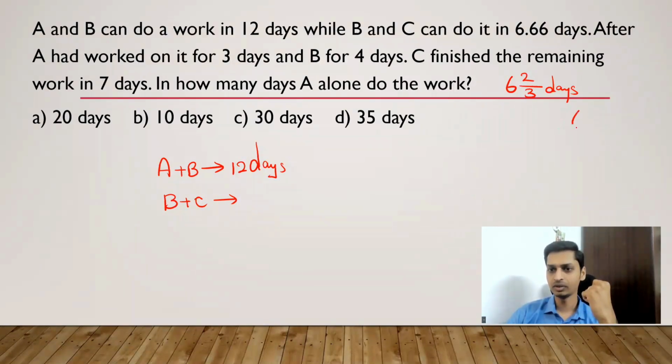For example, if it is given 6.5 days, how will we write 6.5 days? We will write it as 6 1 by 2, right? Because 0.5 is 1 by 2. Similarly, 0.66 is 2 by 3.